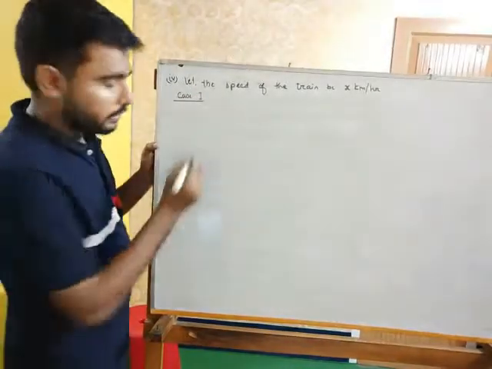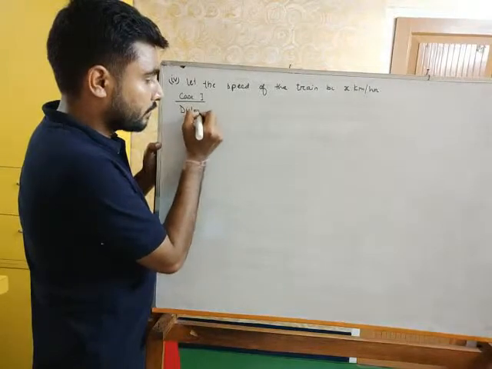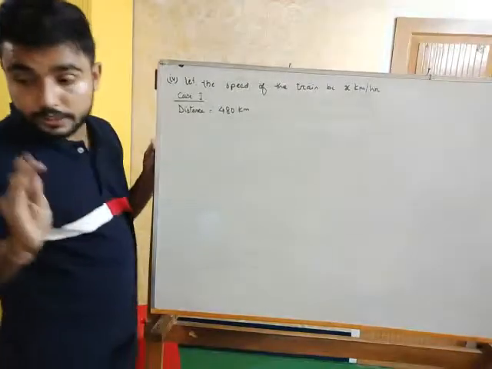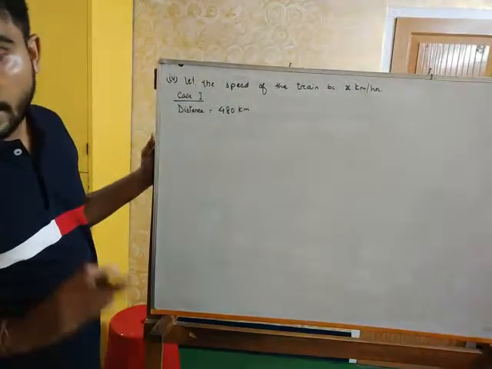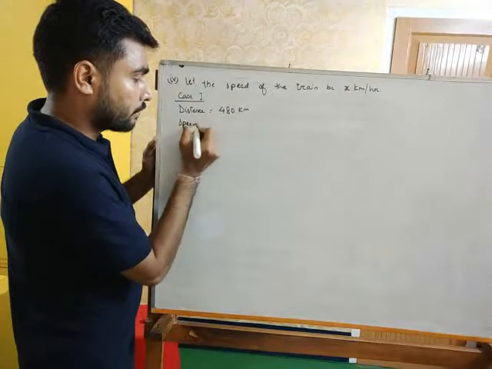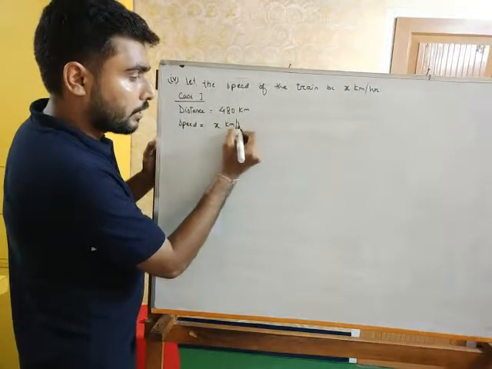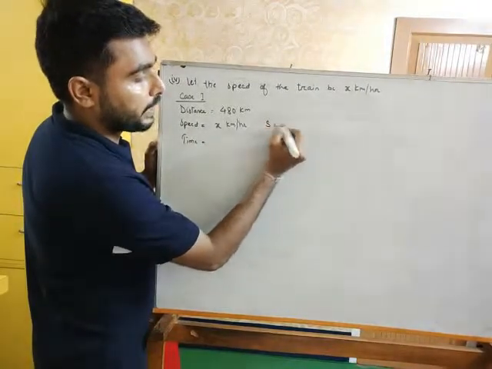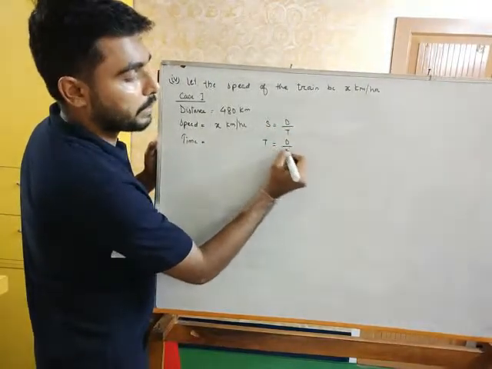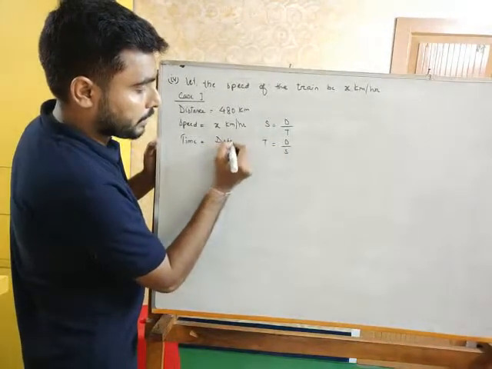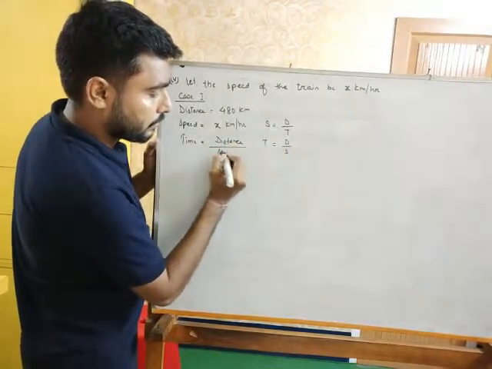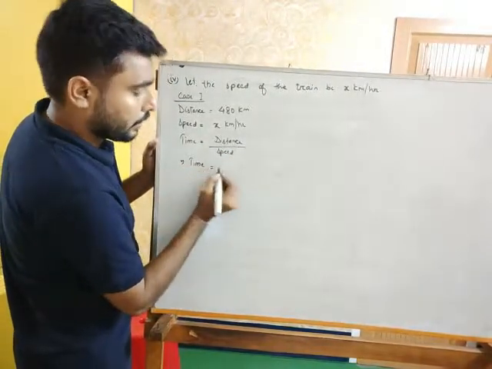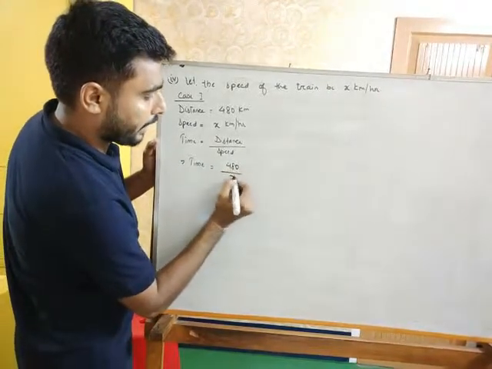So first case, distance is what? 480 kilometer is given. The train covers a distance of 480 kilometer at a uniform speed. Speed is what? x kilometer per hour. So what will be the time taken? Speed is distance by time, so time will be distance by speed. So I can write time is equal to distance by speed, which is equal to 480 by x.